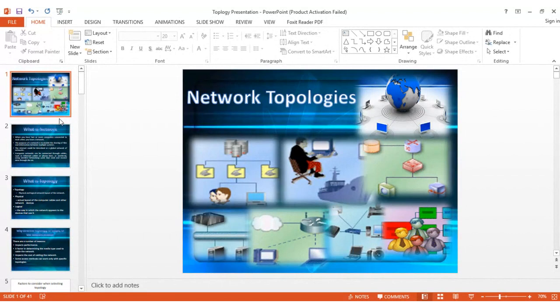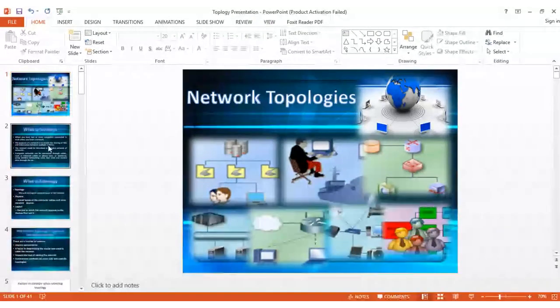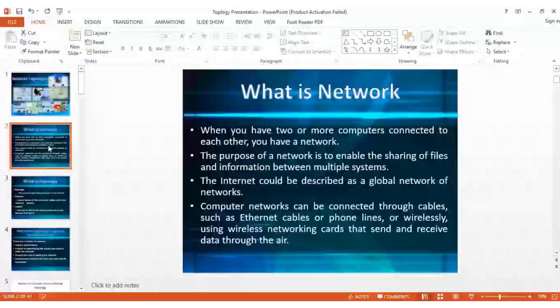You're also supposed to know the various types of topologies. For example, you can have the bus topology, the ring topology, and the mesh topology. That is the objective of today's lecture: to know the types of topologies. I'll start by explaining the term. I had explained that a network is a combination of hardware and software that enables communication.